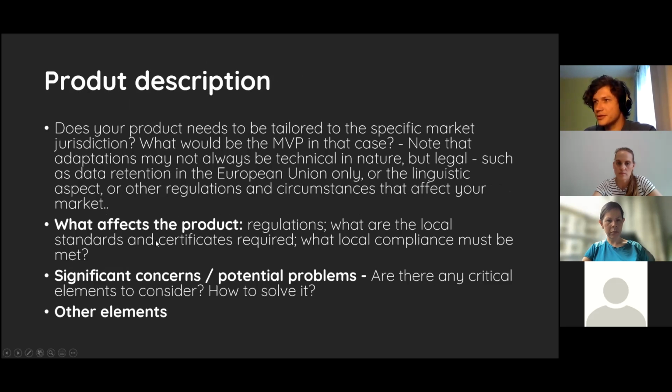Sorry, what is happening? Okay. Yeah, we are on the 16th slide out of 20. The last slide is, of course, the ending slide, but three more slides.